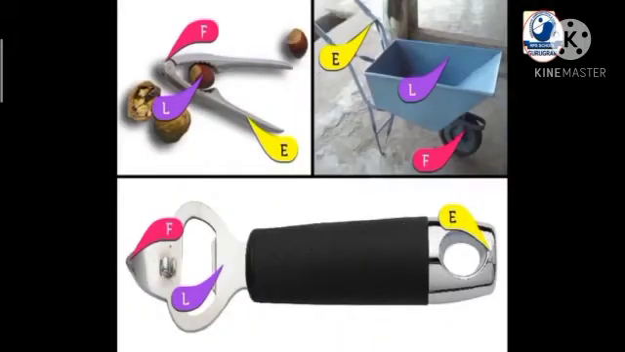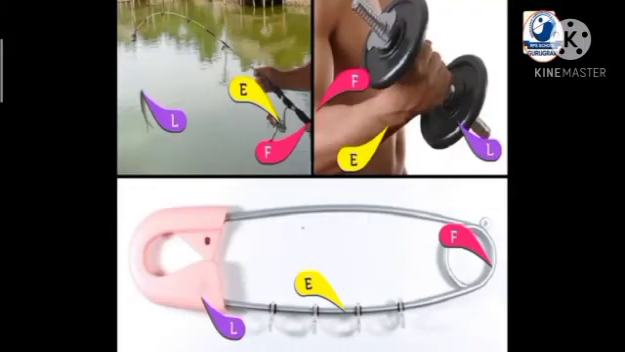In these, the fulcrum is at the one end and the effort is applied at the other end, and the load is in between. In the third kind of lever, the effort is in between and the load and the fulcrum are at the two ends.